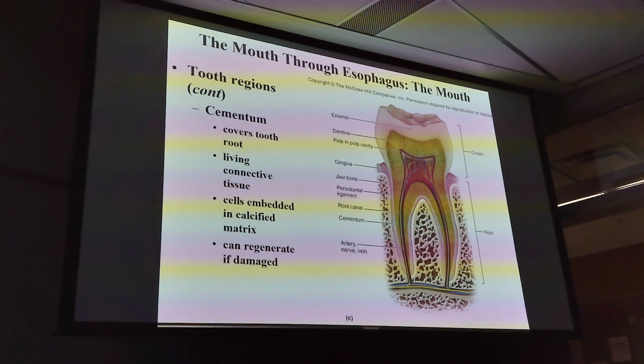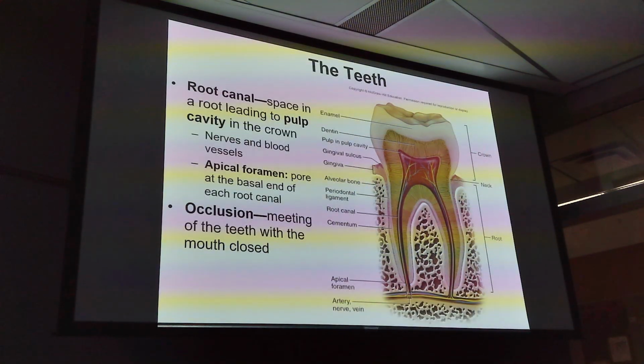I will have him in lab. This is a fun tooth. Why? Because there's your cavities. Isn't that gross? And then you have a root canal. So the cementum can also regenerate if damaged. It's the cement that holds the tooth in, so you need to know that. The root canal is the space where the pulp sits, basically. The occlusion means the meeting of your teeth when your mouth is shut.